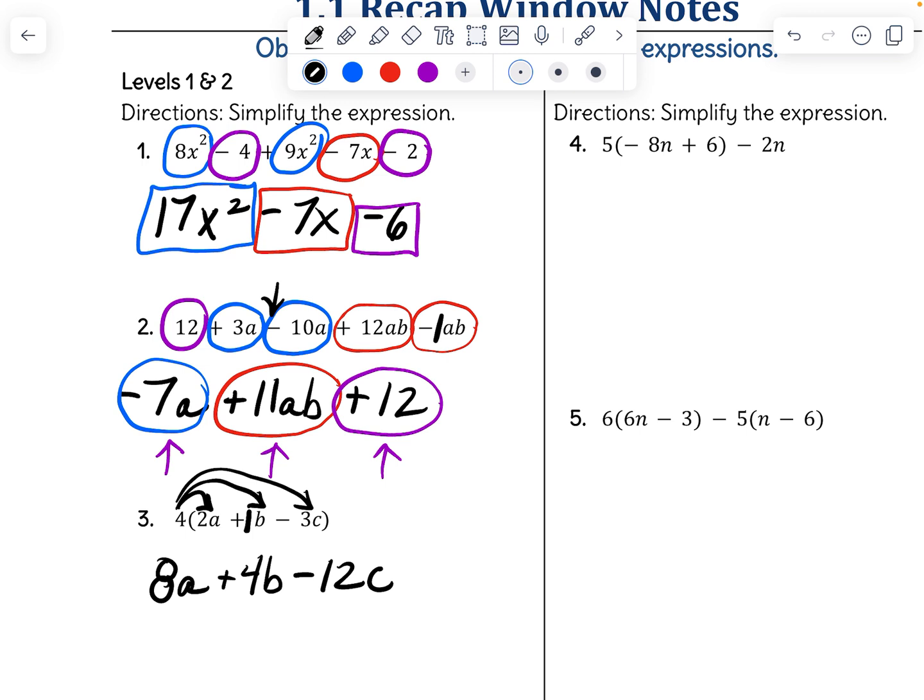Now when you look at it, we end up with an 8a, a 4b, and a negative 12c. There's nothing more for me to combine together. When you're doing level 1 and 2, you're going to do either combine like terms or distributive property.